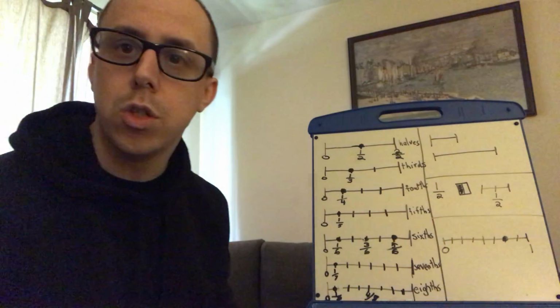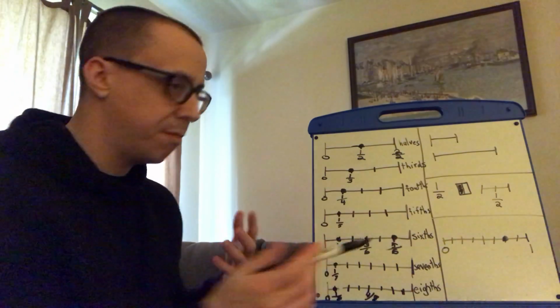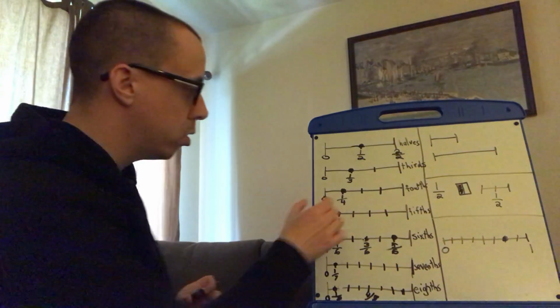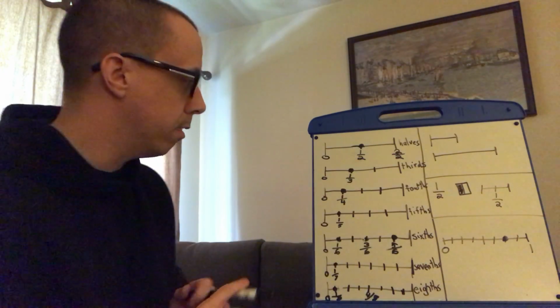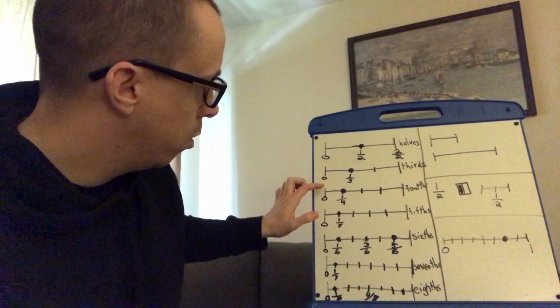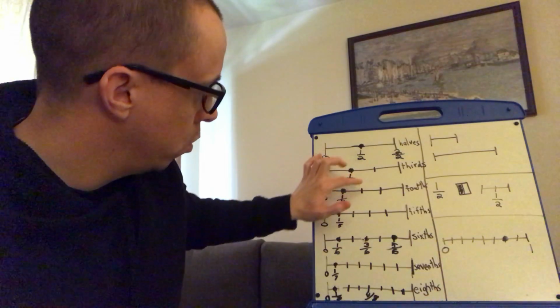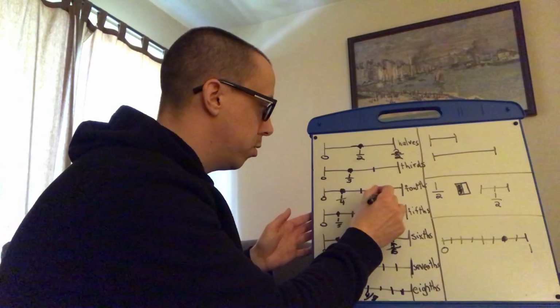Let's say I wanted you to show 3/4. Go to find the number line that has 4 equal parts. 1, 2, 3, 4. Here it is. So we're going to do 3 of them. 1, 2, 3. Here's 3/4.